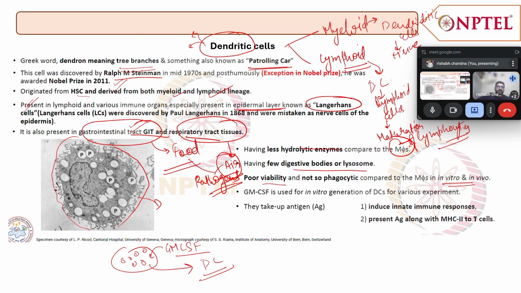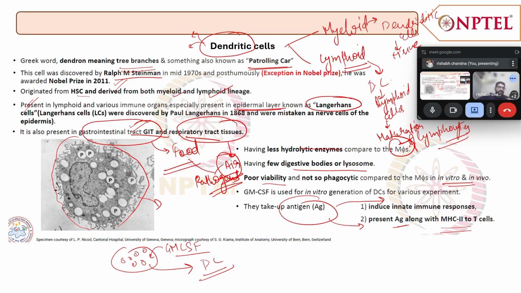Then they can take up the antigen by phagocytosis, and they can induce an innate immune response if they are present in the tissues, and in the adaptive immune system they can present the antigen to the T cells.